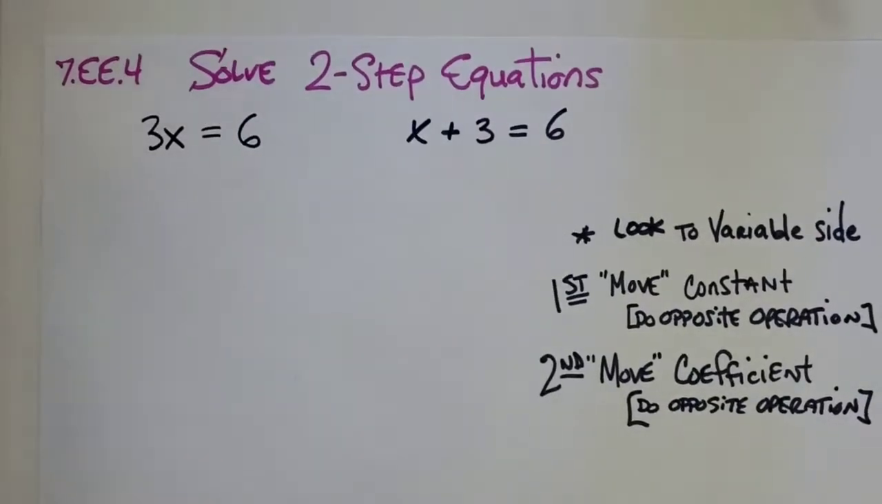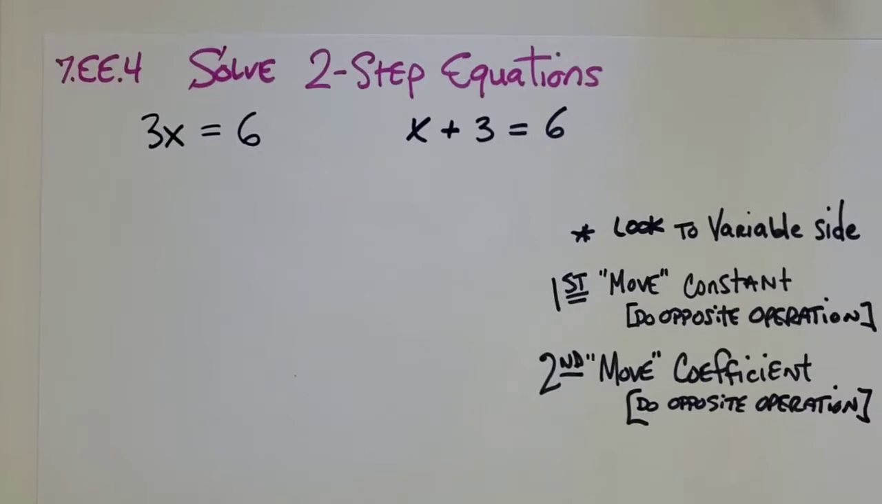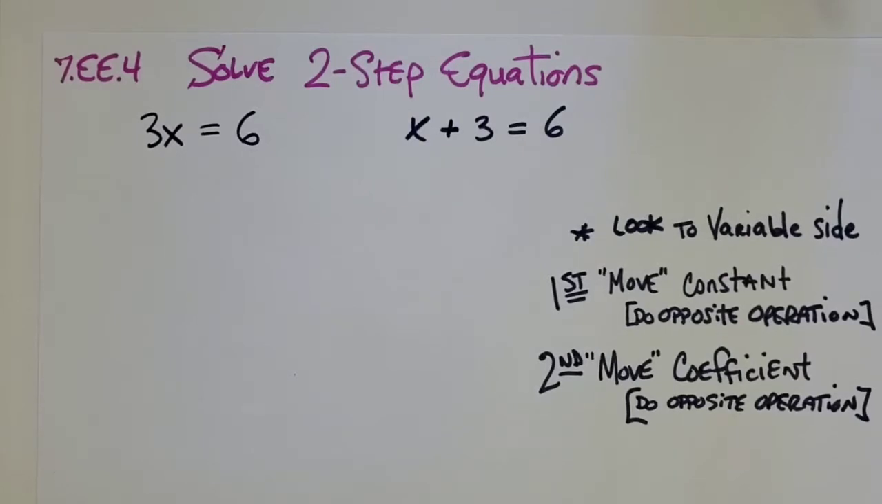So today we're going to look at standard 7.EE.4. Basically, the standard is using variables to represent quantities in a real-world or math problem, and constructing equations to solve problems by reasoning about the quantities. Okay, so we're going to look at a two-step equation today.